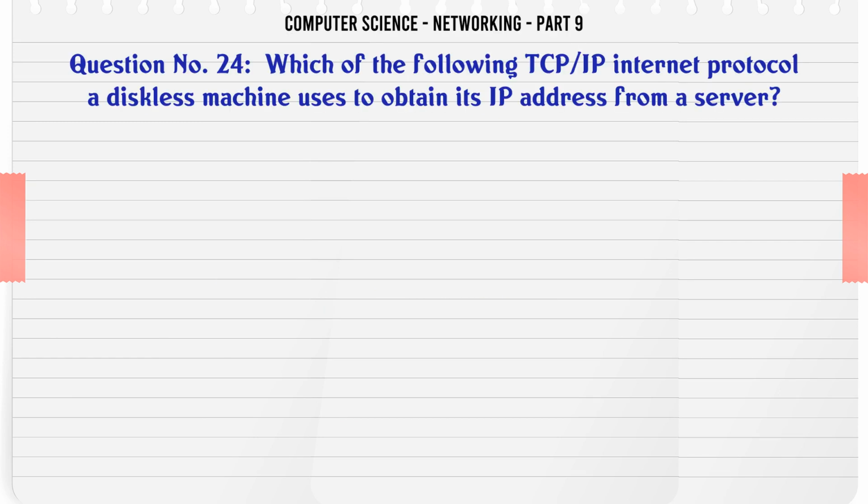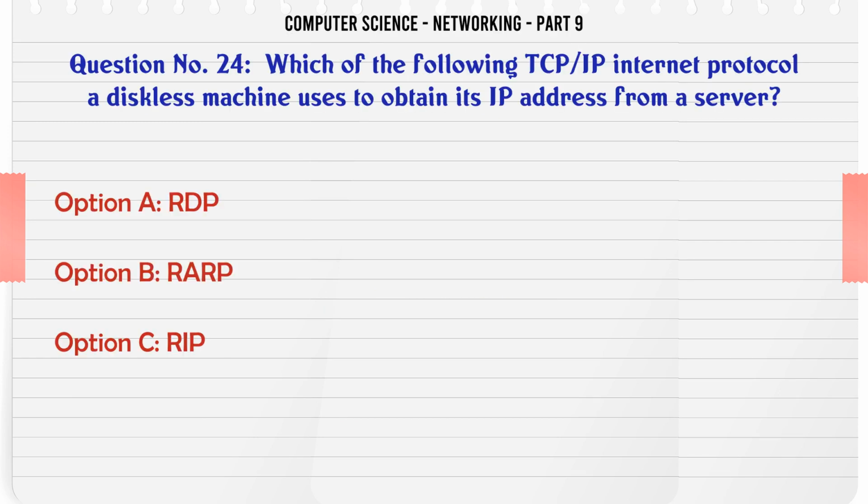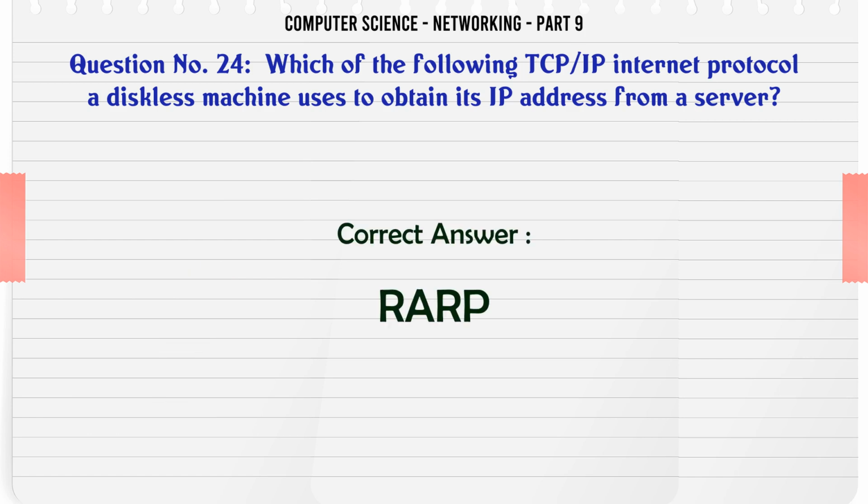Which of the following TCP/IP Internet protocols does a diskless machine use to obtain its IP address from a server? A. RDP. B. RARP. C. RIP. D. X.25. The correct answer is RARP.